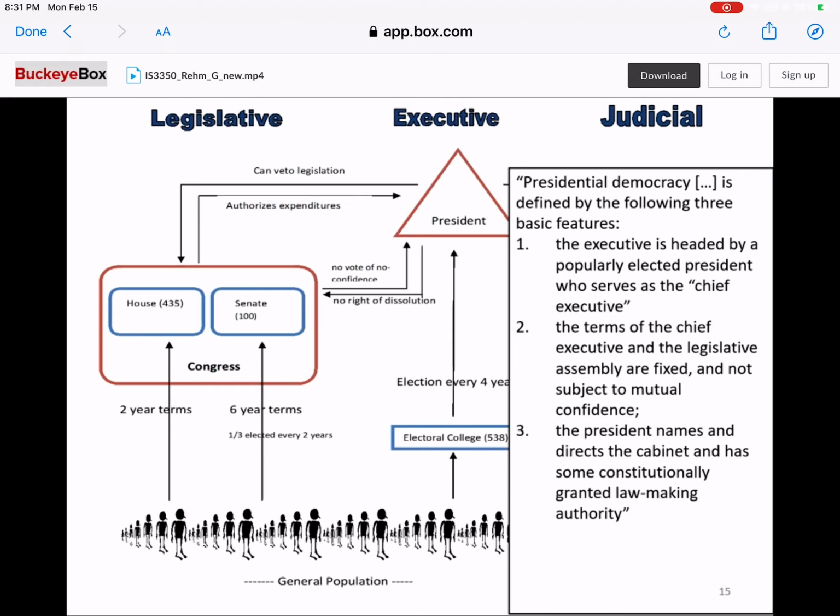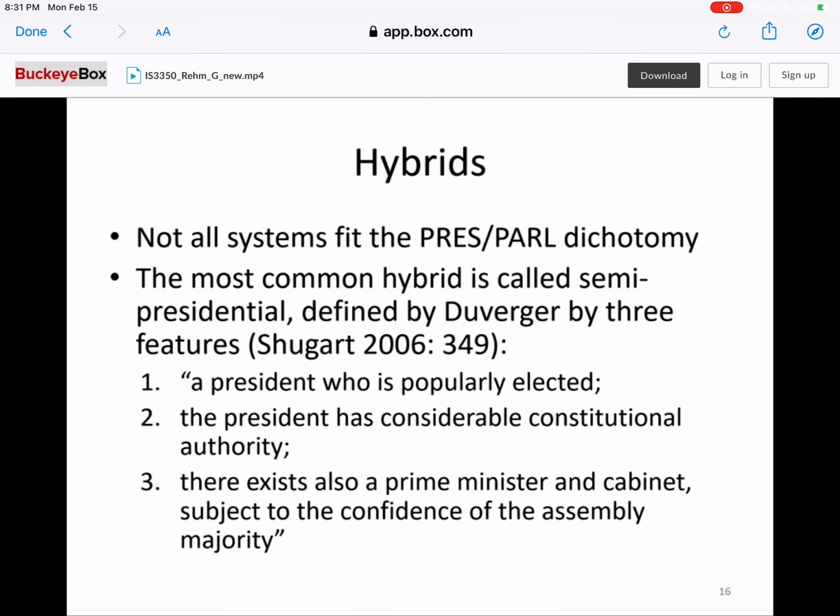Second, the terms of the chief executive and the legislative assembly are fixed and not subject to a motion of confidence. This is correct as well. And then third, the president names and directs the cabinet and has some constitutionally granted lawmaking authority, which is also correct. The problem is countries that fall somewhere in the middle. Not all systems fit this nice dichotomy of presidential versus parliamentary system.